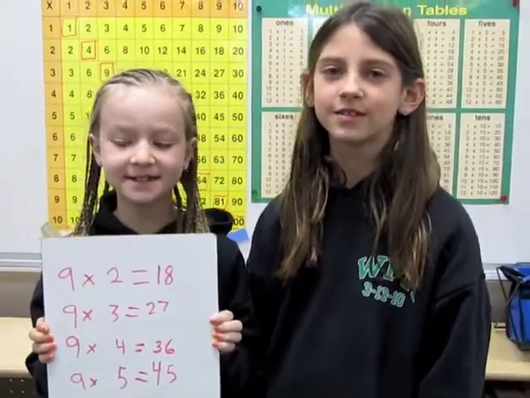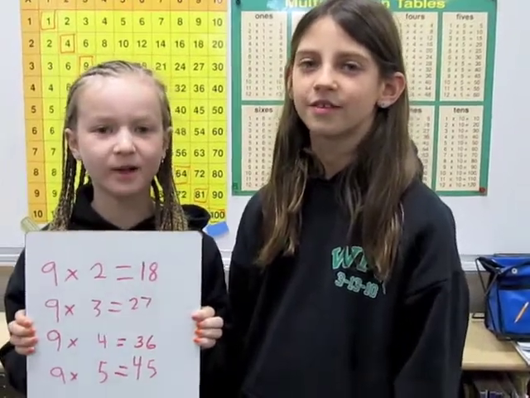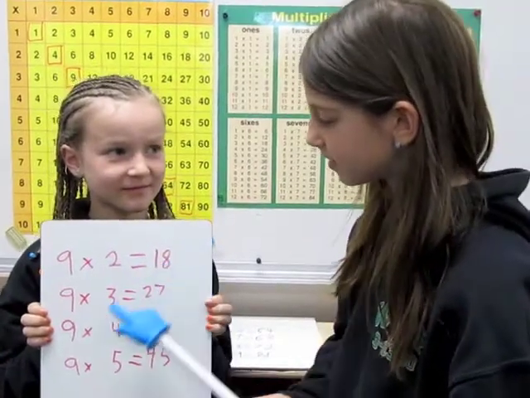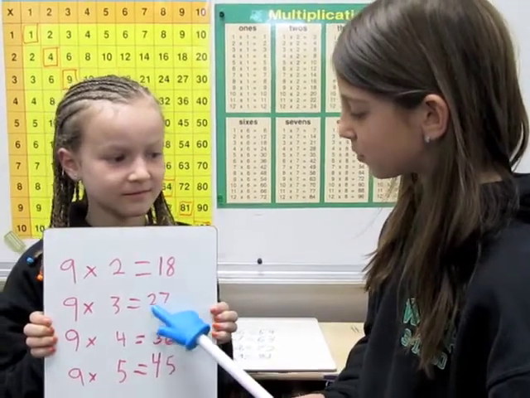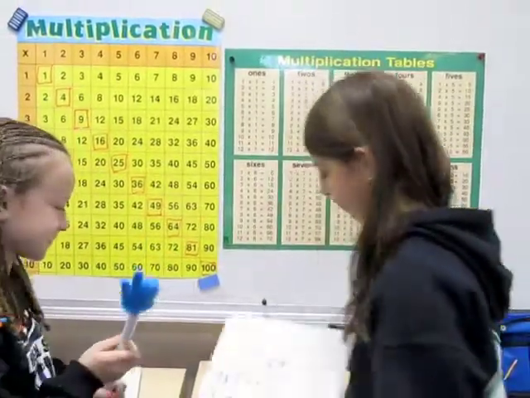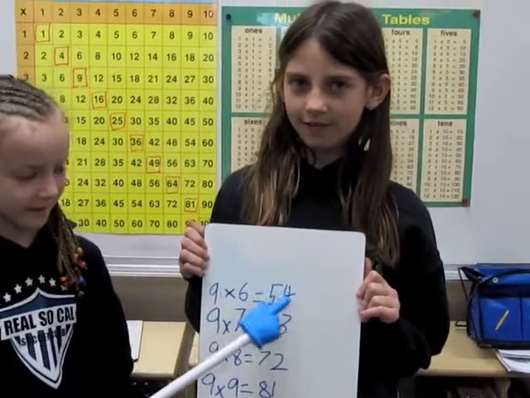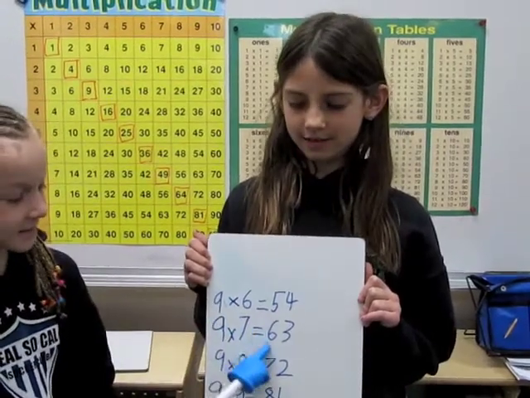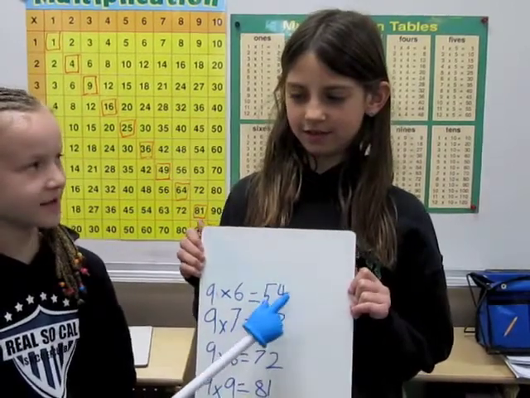As you can see, in all of the 2-digit products, the tens place goes up and the ones place goes down. Yeah, 9 times 2 equals 18, and 9 times 3 equals 27. So the ones place went down and the tens place went up. And 9 times 6 equals 54, and 9 times 7 equals 63. And you can see that the tens place goes up and the ones place goes down.